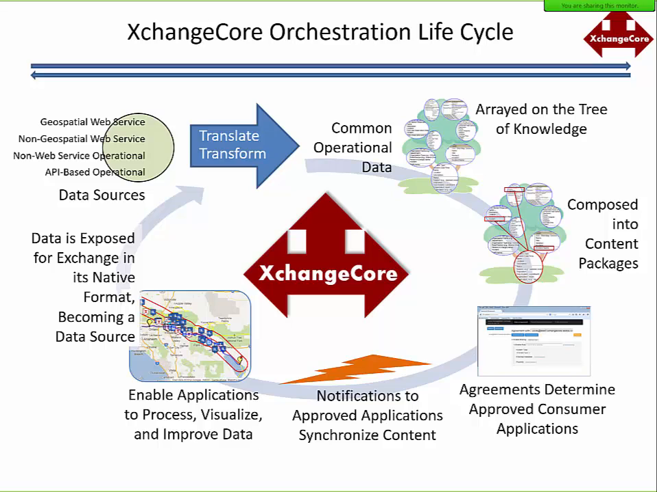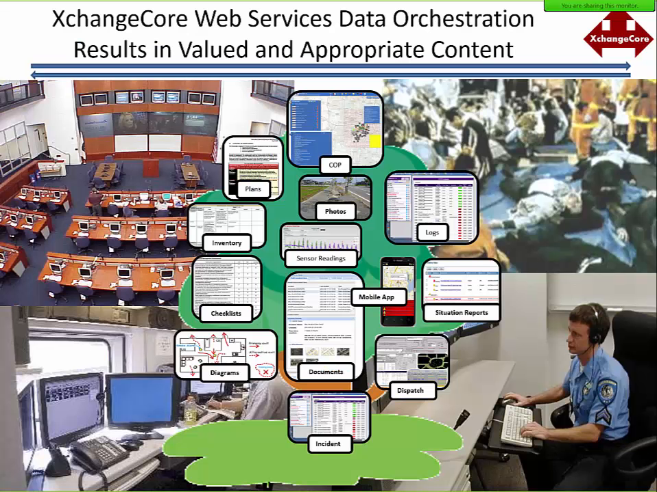And that view that we just saw allows applications to process, visualize, and improve their data. And when they do that, and they have some new thing, they expose that data in its native format. It becomes a brand new green circle there, a data source, and it becomes part of the next translation and transformation, and the next application sees that as brand new common operational data. It's arrayed on the tree of knowledge, and the cycle continues. That's what Web Service Data Orchestration is all about.